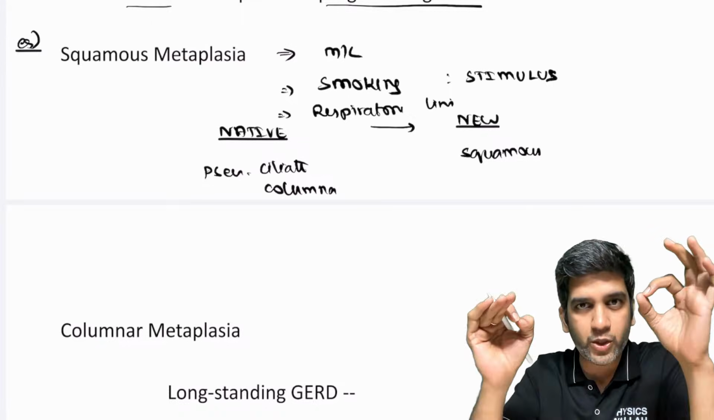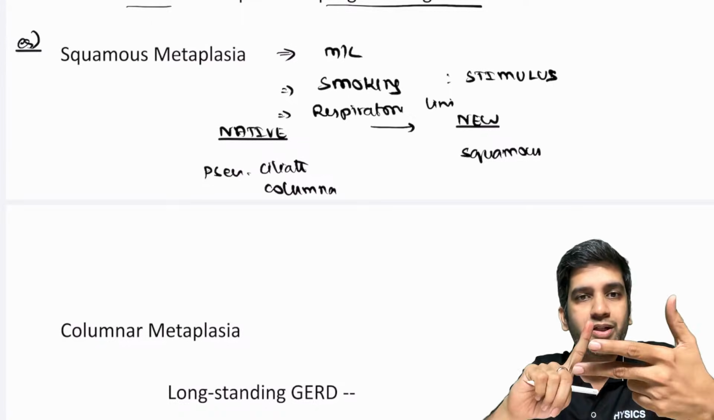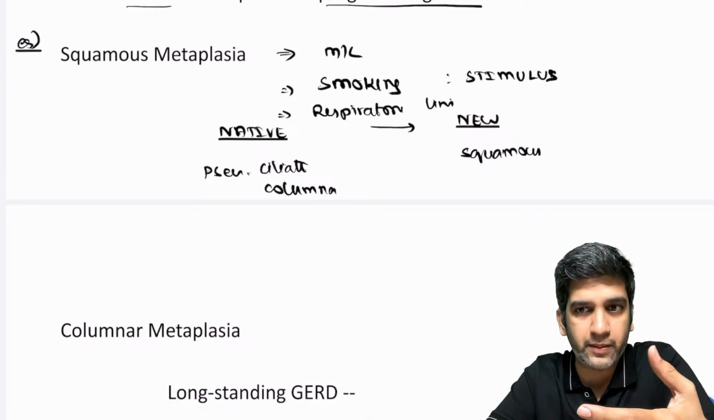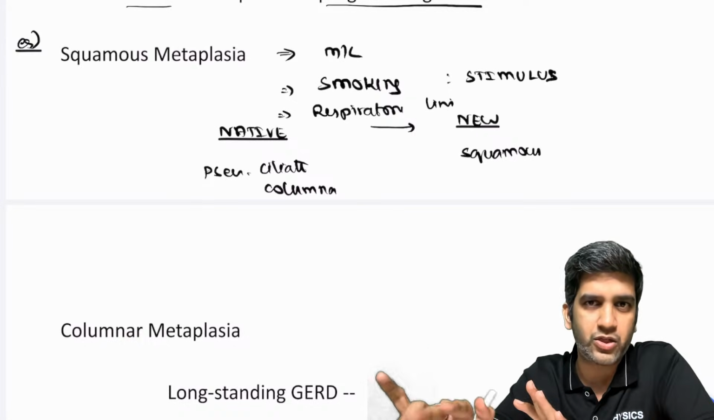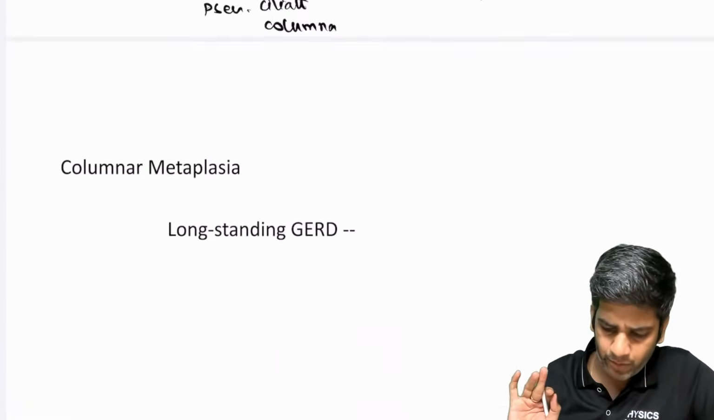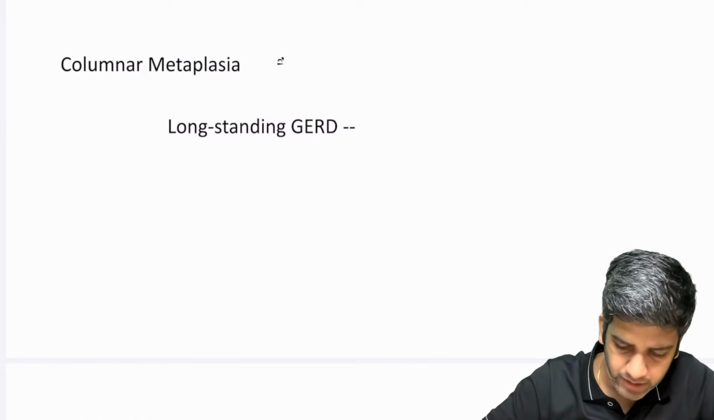These are few things required. The stimulus, the tissue where it's happening, what's the native tissue, and what's the new tissue it's becoming. So we call it squamous metaplasia, that's all. And the naming is also based on the new tissue, what it becomes, right? Simple. The same way we'll go to columnar metaplasia, right?